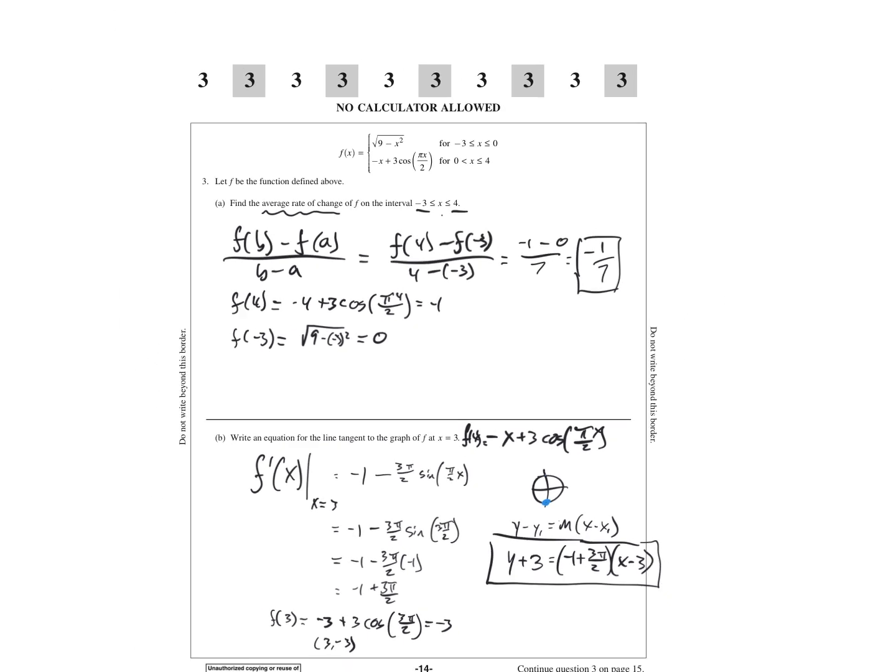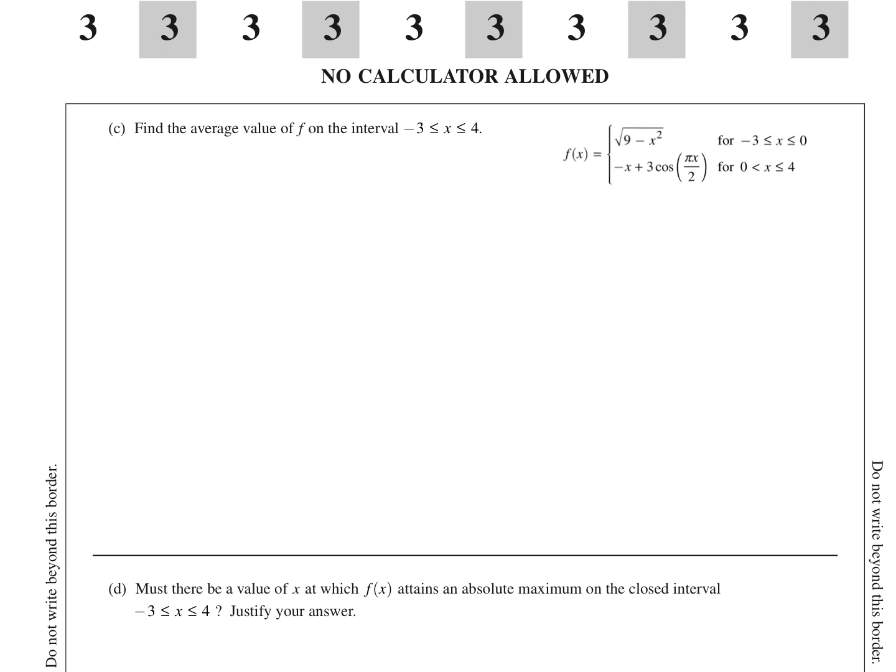Let's look at the next one here. Now we want to find the average value. Again, we want to go to the definition. The average value is 1 over b minus a of the integral of f of x dx. Notice we're not even thinking about how to do it. We're thinking about what we need to do. There we go. That's what we need to do.